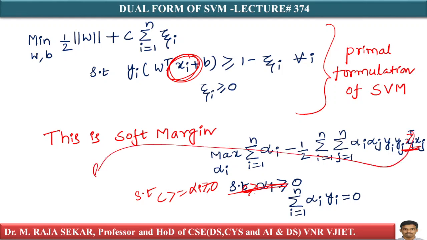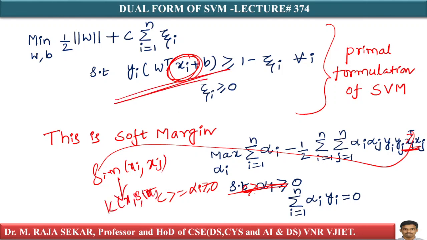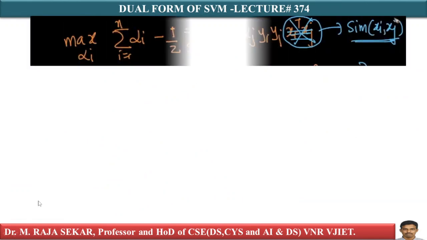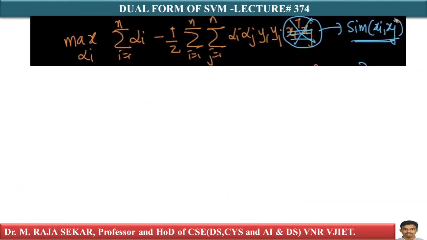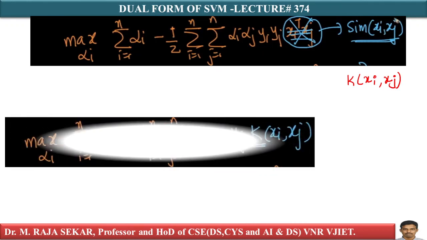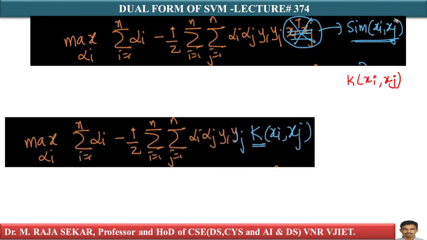This can be replaced by similarity between xi and xj, which can be replaced with kernel k of xi comma xj, which is not possible in the primal form. Why? Because there xi occurs alone, not with xj. So xi transpose xj, I am replacing with k of xi comma xj. Therefore, I can write maximization over alpha I, sigma I equal to 1 to n, with k of xi comma xj in the place of the similarity of xi xj.